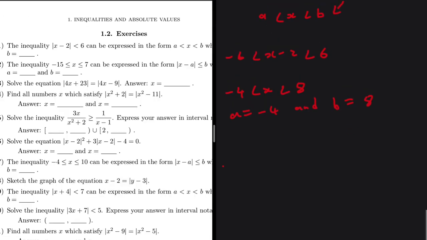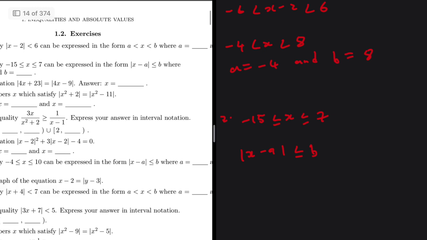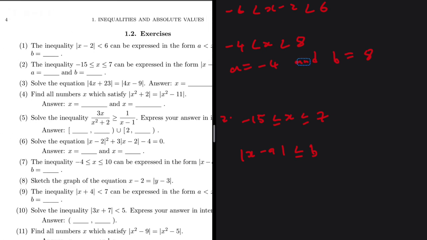We have the inequality, so this is question 2. We have the inequality minus 15 is less than or equal to x, and x is less than or equal to 7. That can be expressed in the form the absolute value of x minus a is less than or equal to b, where a is equal to and b is equal to. So we're looking for the values of a and b. Alright, we're given the inequality and we're looking for the values of a and b.